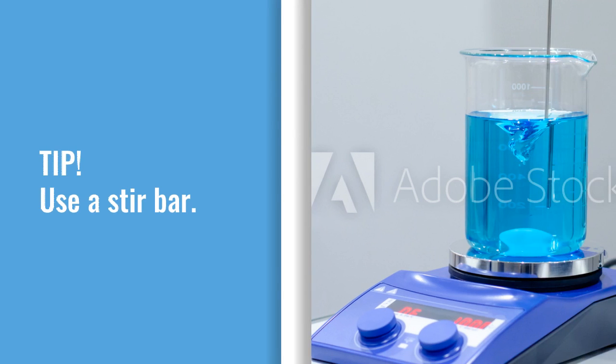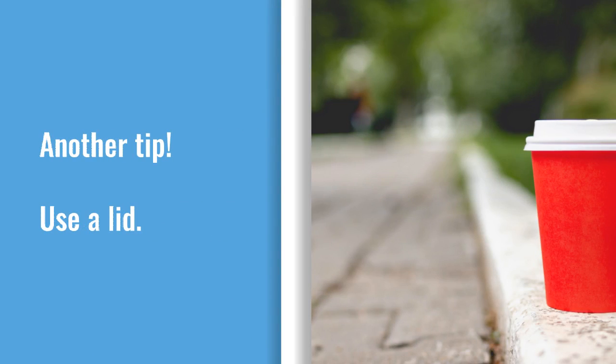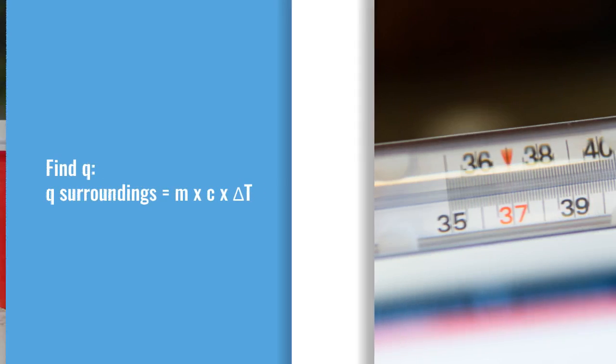Tip: in order to make sure that the sodium hydroxide is fully dissolved, use a stir bar, but make sure the bar is on the side of the cup so that a water vortex isn't formed. And another tip: use a lid over the styrofoam cups to minimize the heat lost during the reaction.